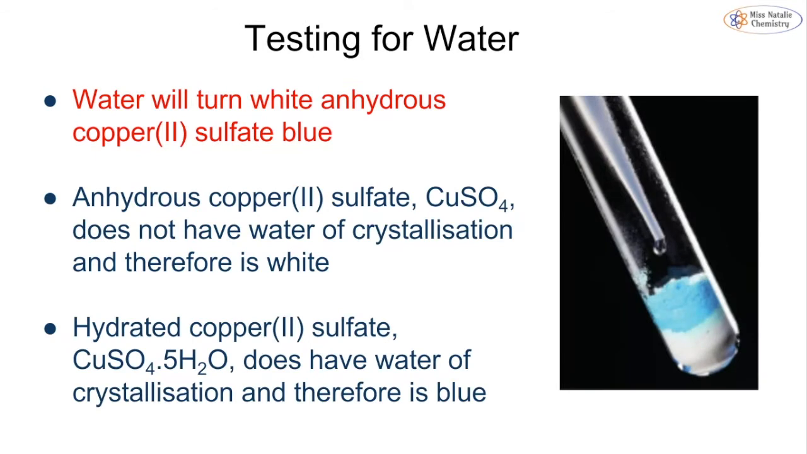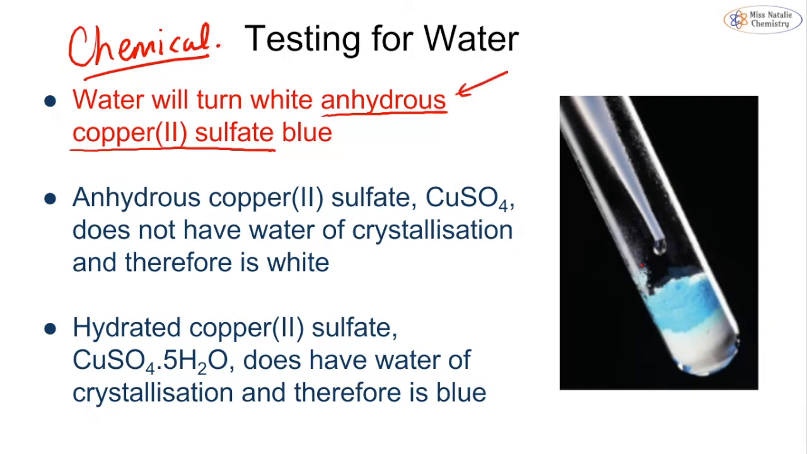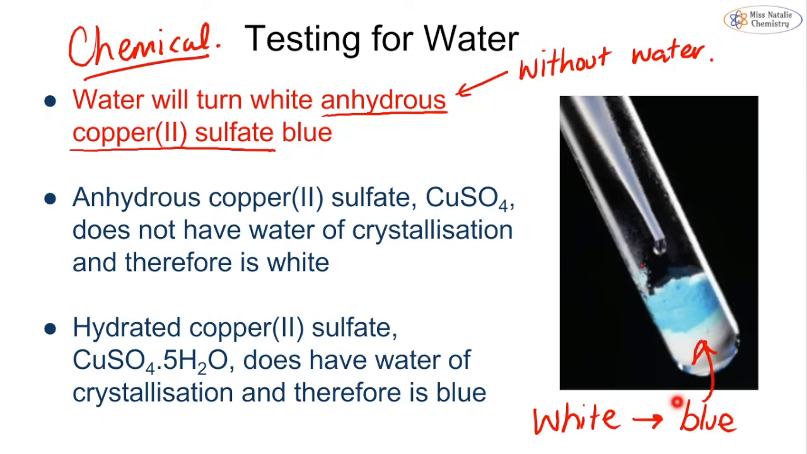Now we can look at how we test for water, and there are two different ways. The first way is a chemical test for water. And the chemical test is to take something called an anhydrous salt, in this case copper 2 sulfate. And anhydrous just means without water. We take this anhydrous salt and it is white when there is no water, and as soon as water is in the presence of this salt, it turns blue. So we see a very clear colour change from white to blue, and that is shown in this diagram here.